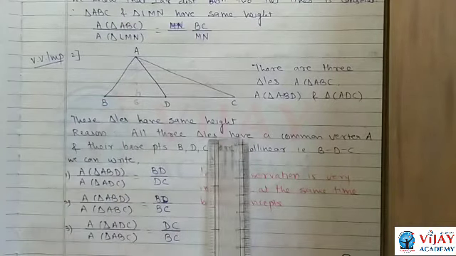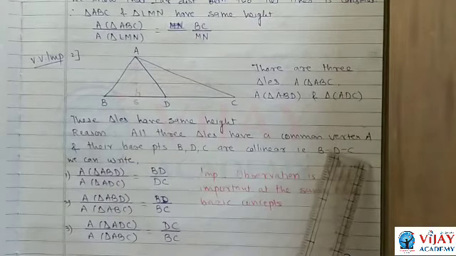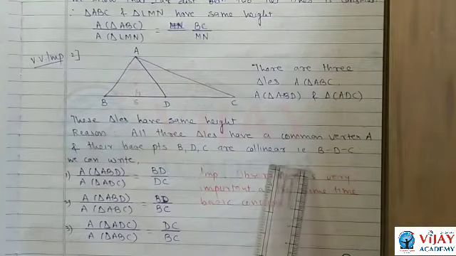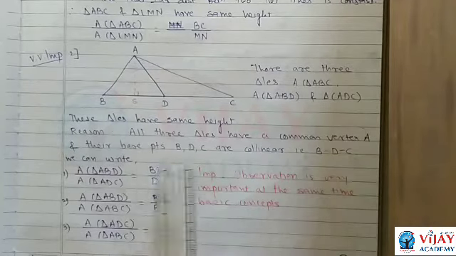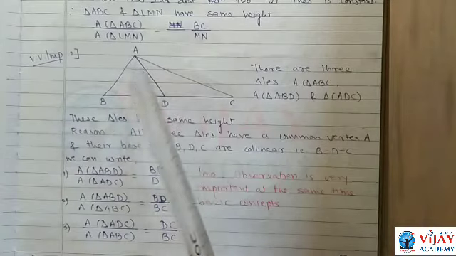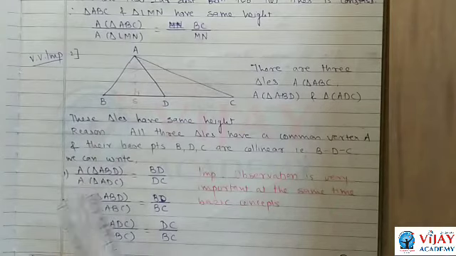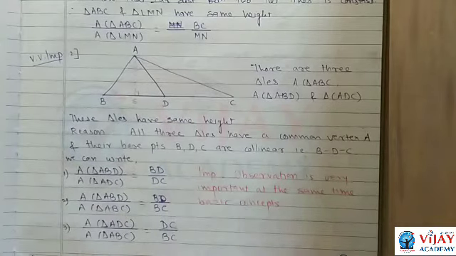These triangles have the same height, the reason being that all three triangles have a common vertex A, and their base points B, D, C are collinear. That means all three triangles have the same height, so their areas depend on their corresponding bases. If we take the first triangle ABD and triangle ADC, the area of triangle ABD upon the area of triangle ADC is BD upon DC.